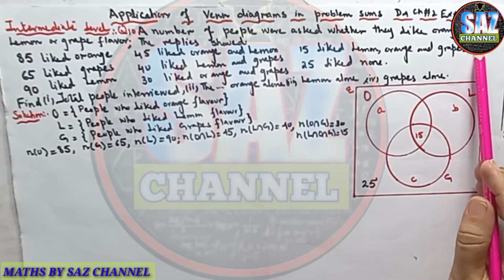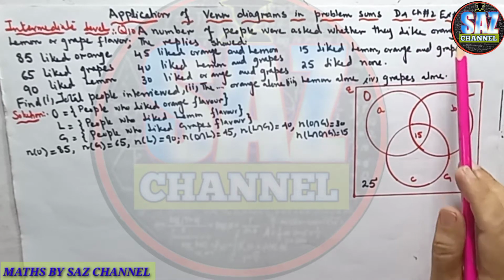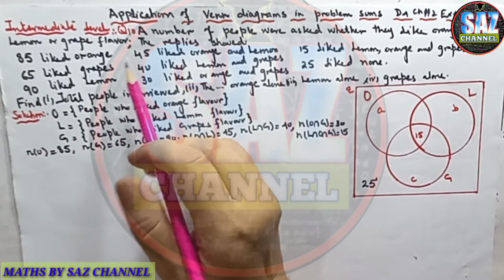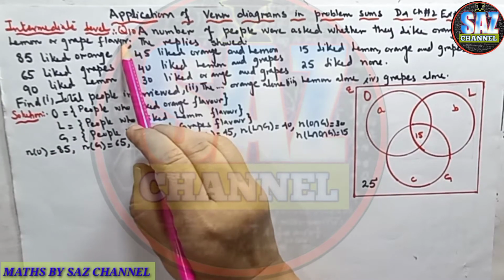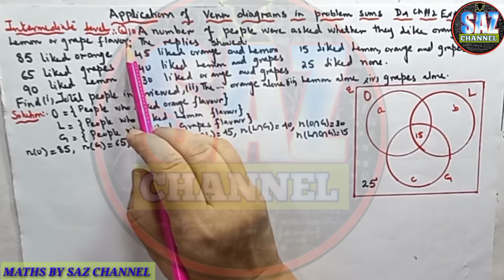This is my sixth lesson of D4, chapter number 2, exercise 2A, that is about application of Venn diagram in everyday life. In this lesson, I'll solve intermediate level question number 10. Let's read the question first. It's really important to read, underline and understand the question.